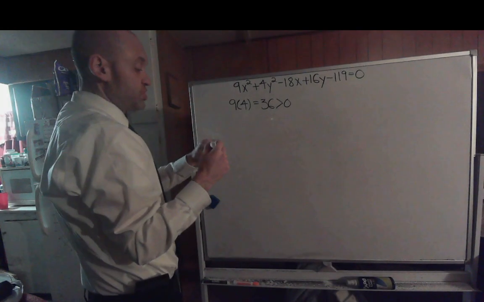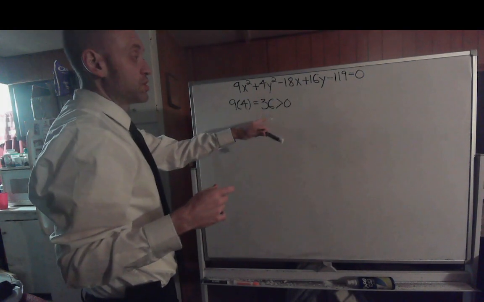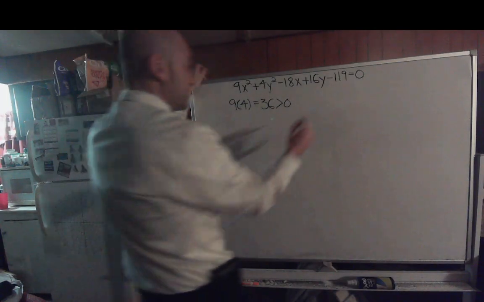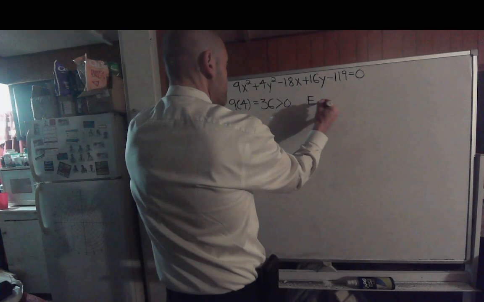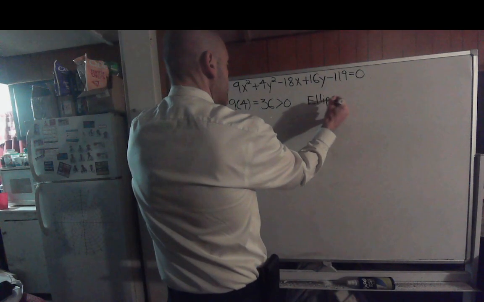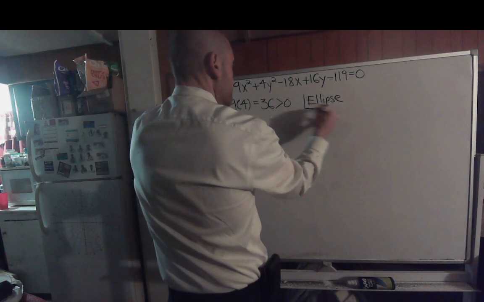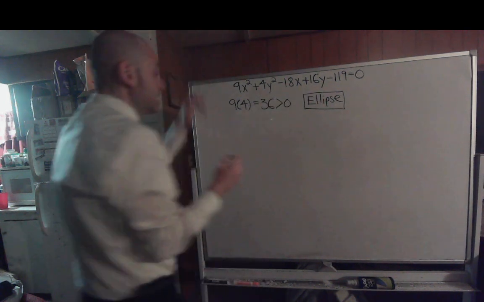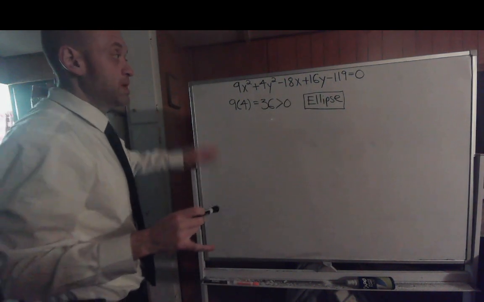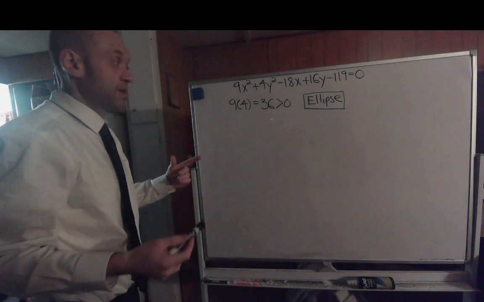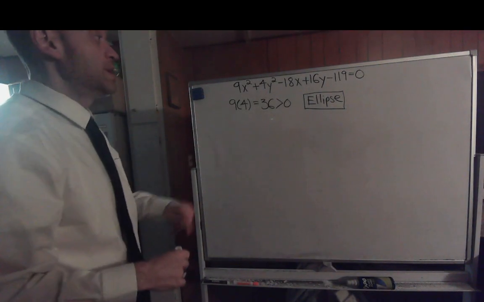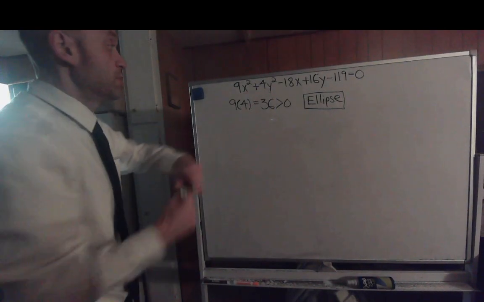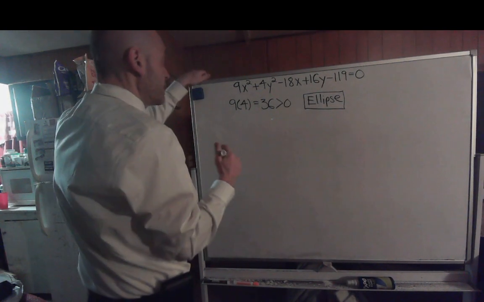If the coefficient on my x squared and y squared term multiplied together is greater than 0, you have an ellipse. So that's part 1 of the question. This is an ellipse. Having said that, we need to identify everything about it. In order to do that, we need to get this into standard form. So let's go ahead and start working on that here.